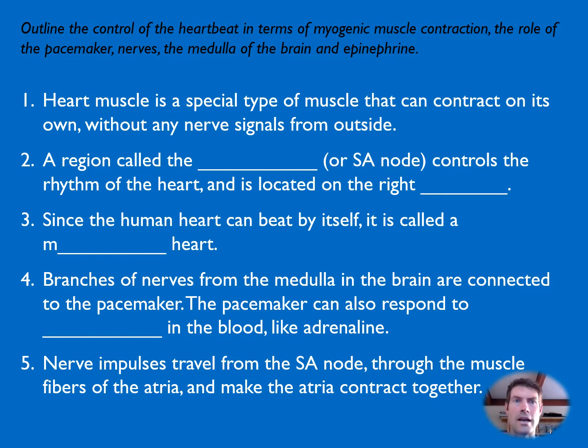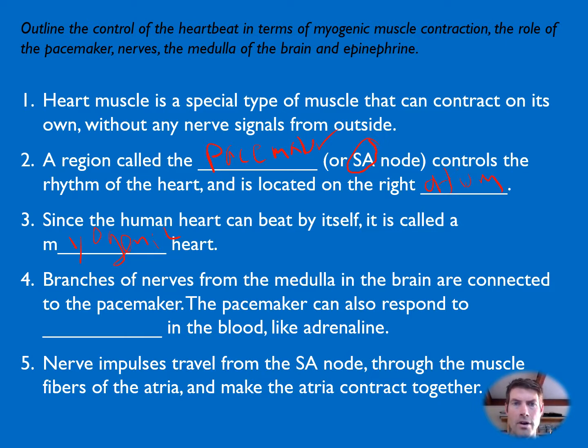So, it's a special kind of muscle, and it can contract on its own. It's called myogenic, and that's right here. Skip ahead a little bit. So it's special. A region called the pacemaker controls the rhythm. Pacemaker, sinoatrial node, and it's on the right atrium. So right at the beginning, you see where the blood comes in. That's what that is. So we already talked about that. It's myogenic. It contracts on its own.